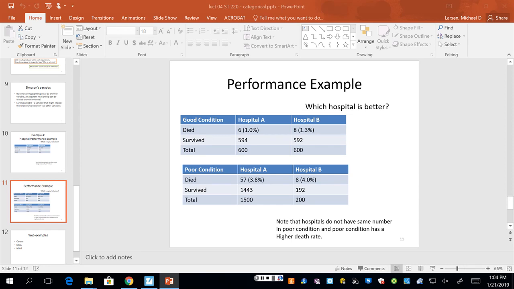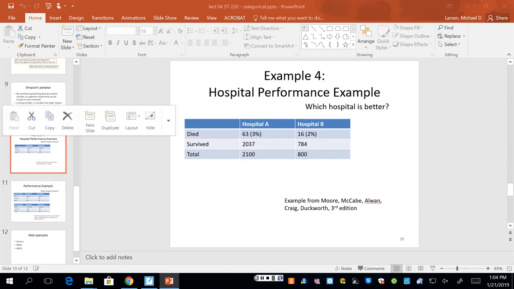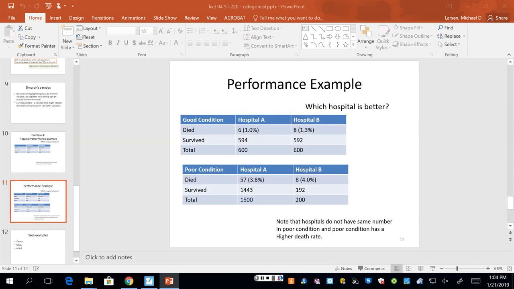you can have these data, and if you aggregate it just as survival versus not by hospital, you can add it back together and get to these. In this case, hospital A, 600 patients come in good condition, and there's 1,500 who are in poor condition. Hospital B, 600 are in good condition and 200 are in the poor condition.